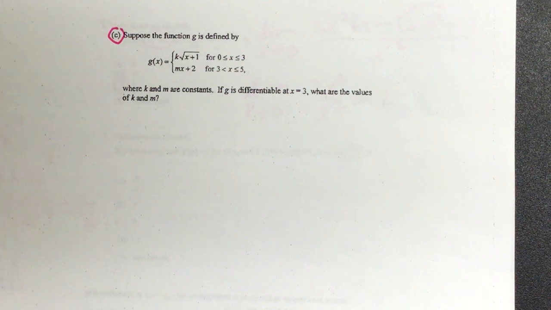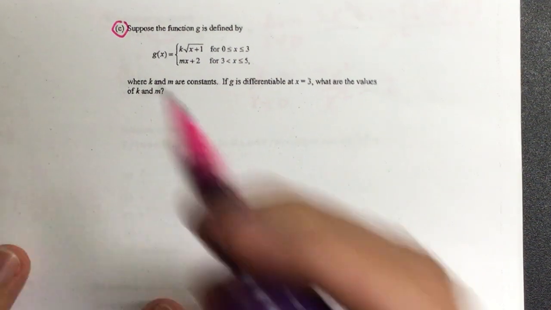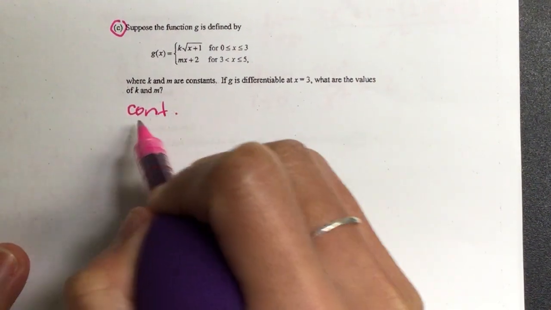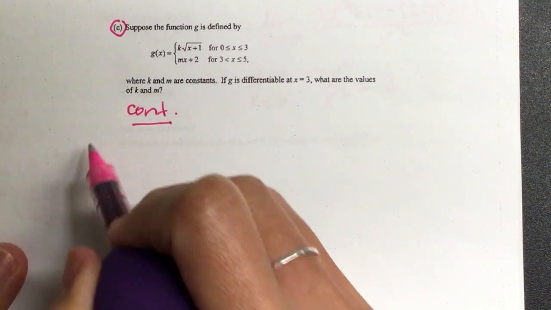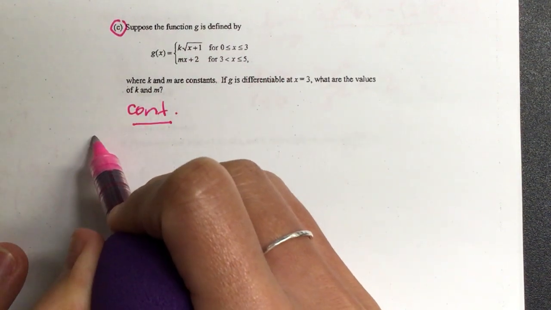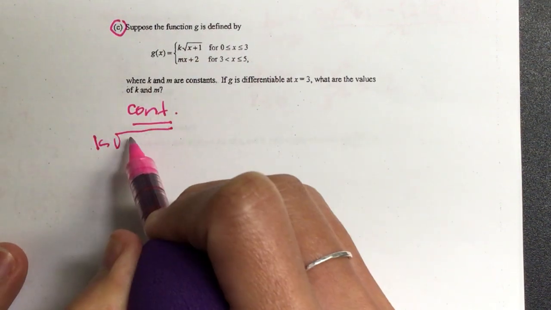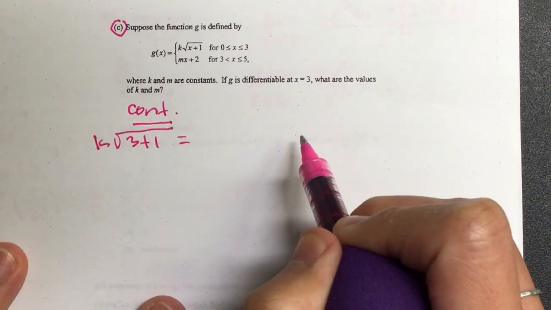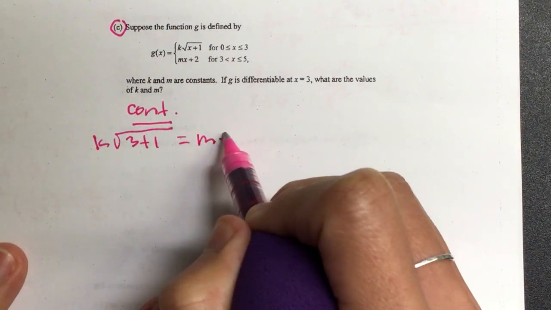So the fact that g is differentiable at x equals 3, we know it's automatically continuous. So what we can go ahead and write out is the following. It is continuous, so these two equations are equivalent, and we're going to plug in the 3. We have k times the square root of 3 plus 1 is equal to m times 3 plus 2.